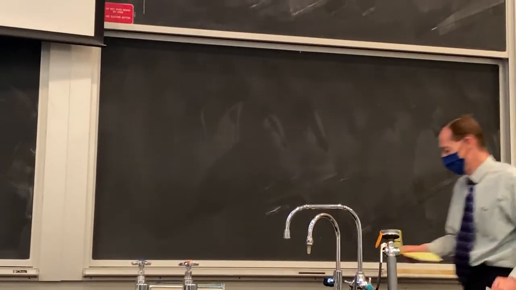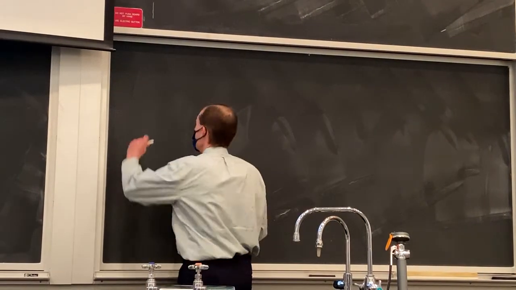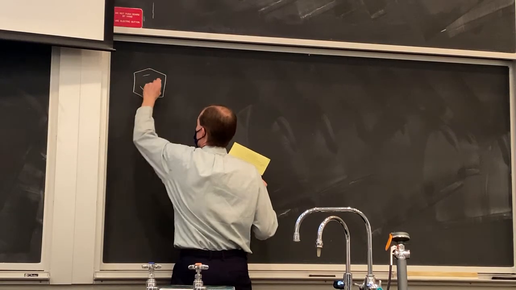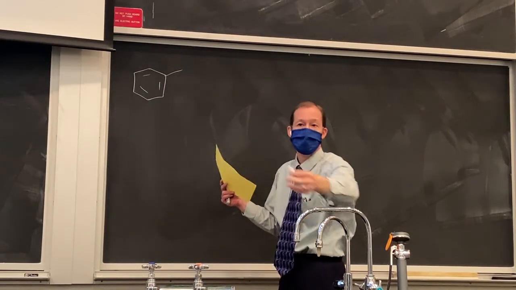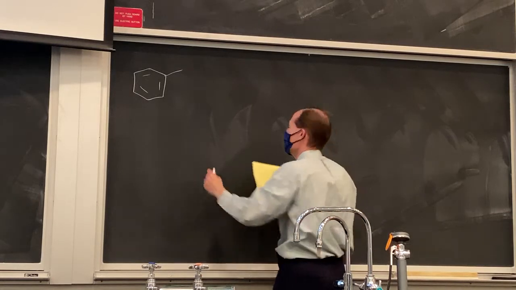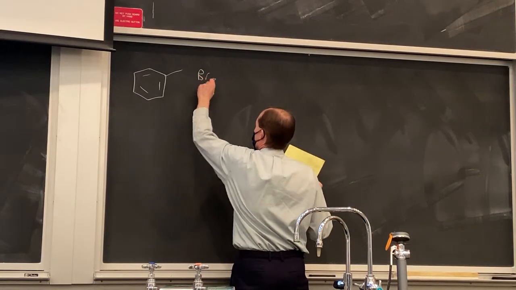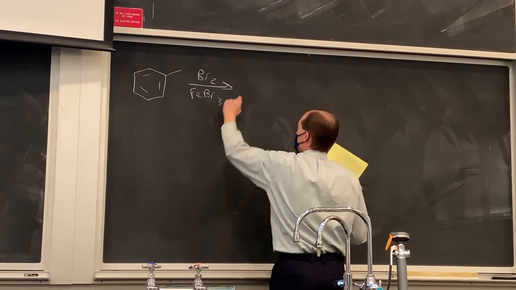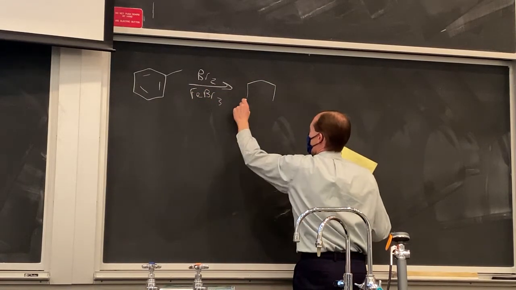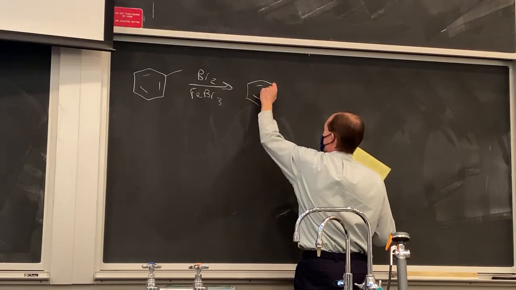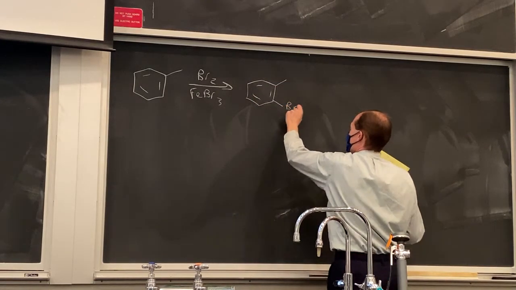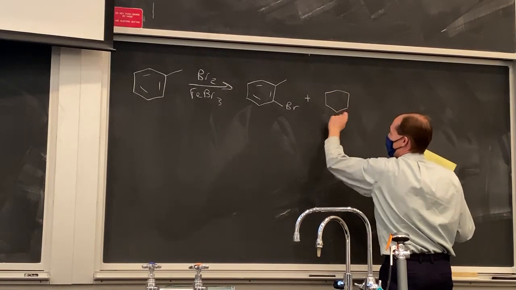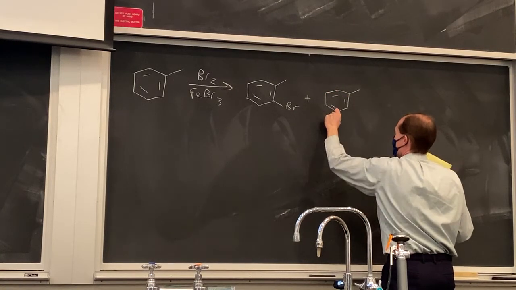So first, we're going to perform the bromination of toluene. Toluene has a methyl group. We know that that's a weak electron donating group. We're going to brominate. And I'm going to draw the three possible products. And then I'm going to give you the ratios of those products that are obtained. This is the meta.